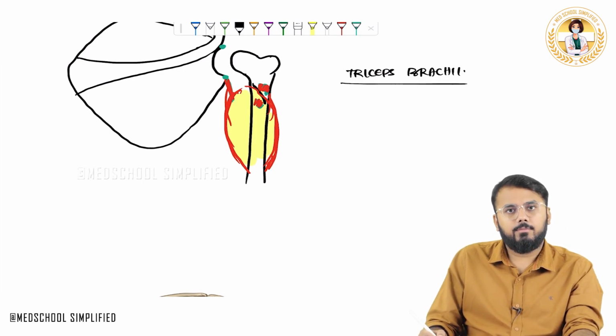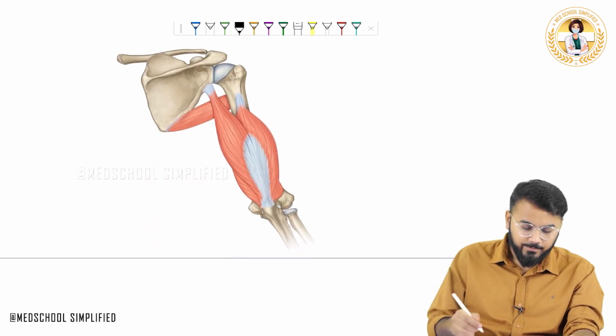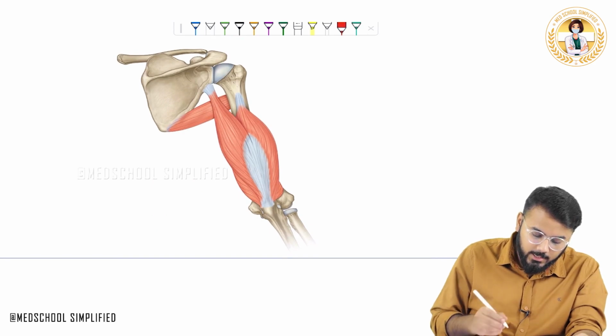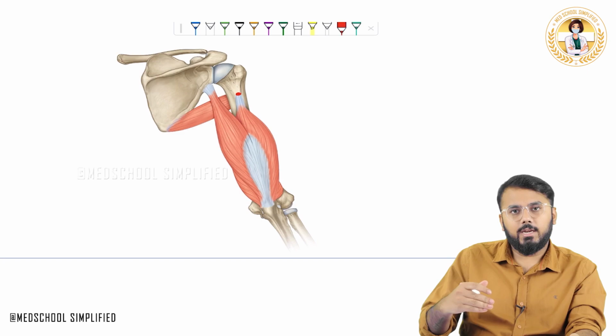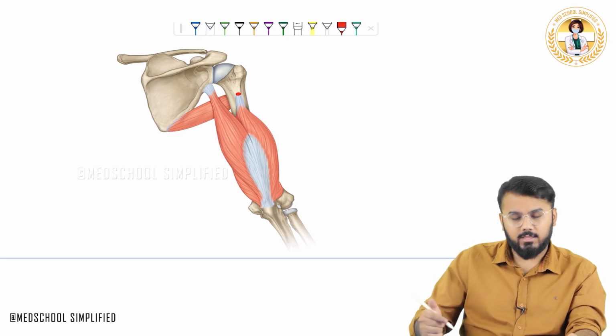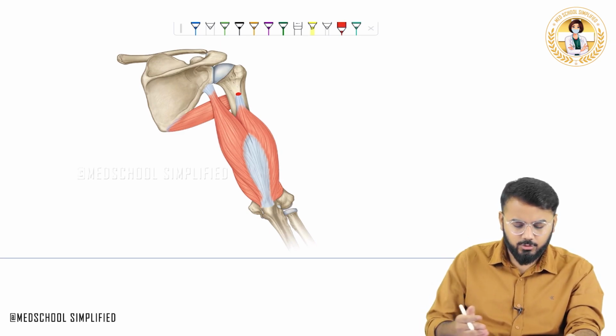Okay, triceps brachii. Now as you go a little bit down here, you can see this muscle. Very clearly you can see that this is above the radial groove, and below the radial groove you cannot see because it is covering this. The medial head is completely covering the lateral head, so you cannot see it.